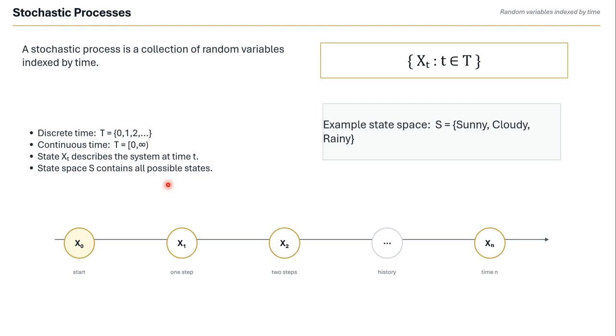The value X sub t is called the state of the system at time t. The set of all possible values is called the state space, usually written S. For example, in a weather model, the state space might be sunny, cloudy, and rainy. In a queuing model, the state space might be 0, 1, 2, 3, and so on, where the number represents the number of customers in the system. The important idea is that a stochastic process describes random evolution over time. Instead of only studying one random variable, we study a sequence or family of random variables connected through time.